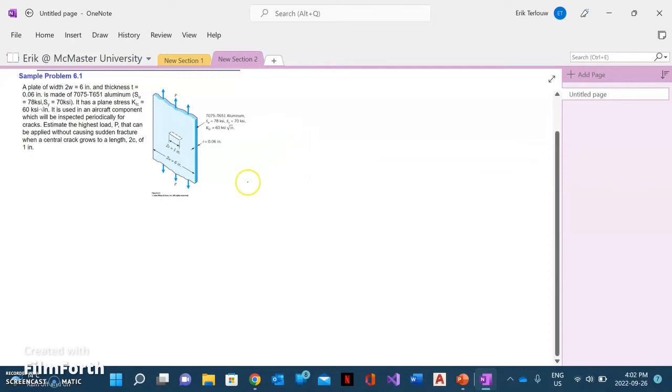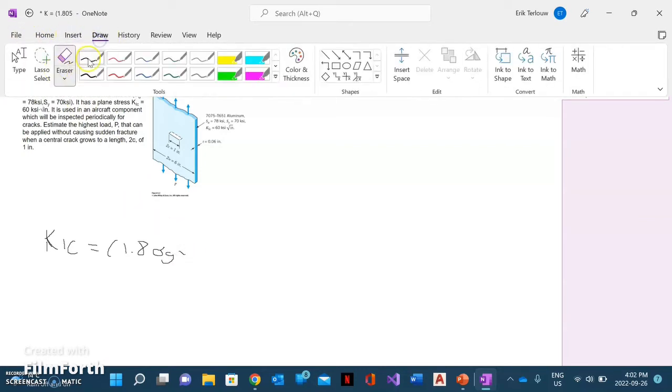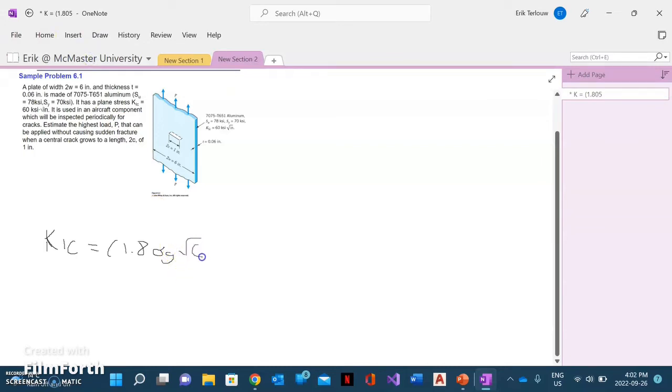Okay, let's start by writing out our formula. If you remember, KIC is equal to 1.8 sigma g square root C.